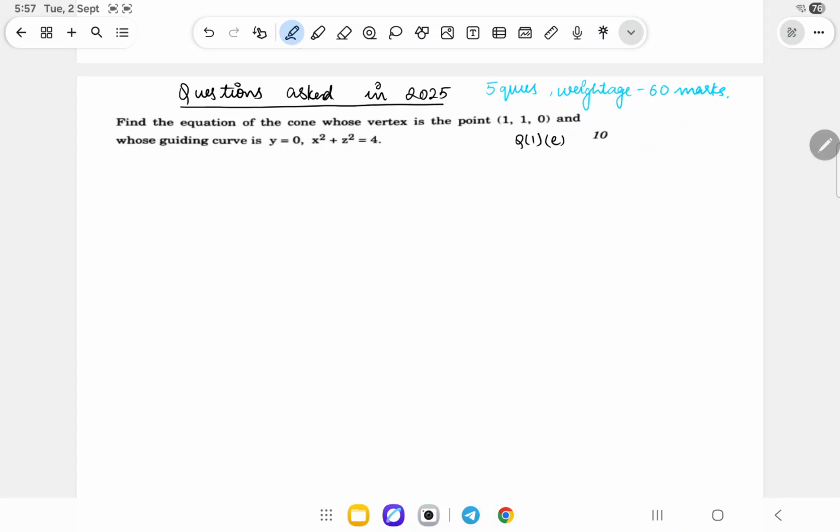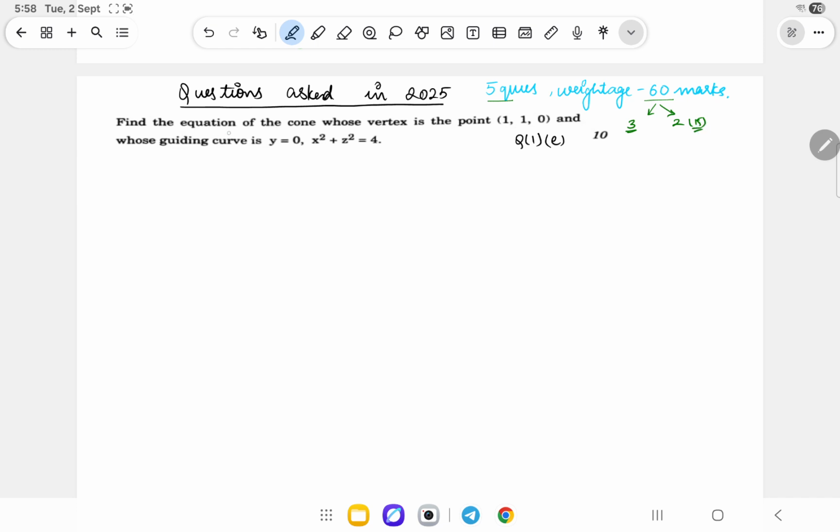So today let's discuss questions related to analytical geometry that were asked in the recently conducted UPSC CSE examination. There were a total of 5 questions asked related to this topic, and the total weightage is 60 marks. In that, 3 were 10 markers and 2 were 15 markers. So let's see them one by one.